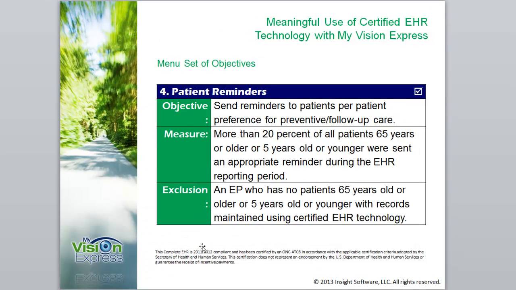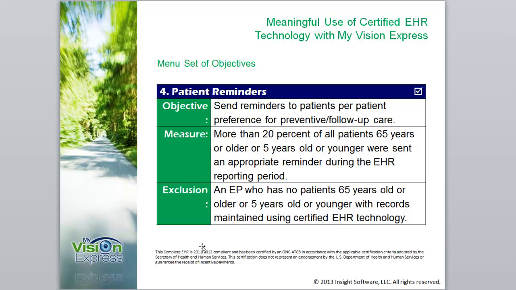So number 4 is patient reminders. This is another easy one. The objective is to send reminders to patients per patient preference for preventative follow-up care. The measurement is more than 20% of all patients 65 years or older, or 5 years and younger, who were sent an appropriate reminder during the EHR reporting period.